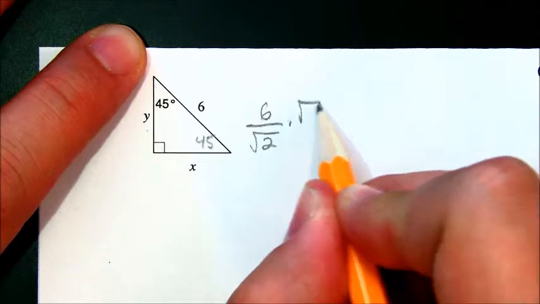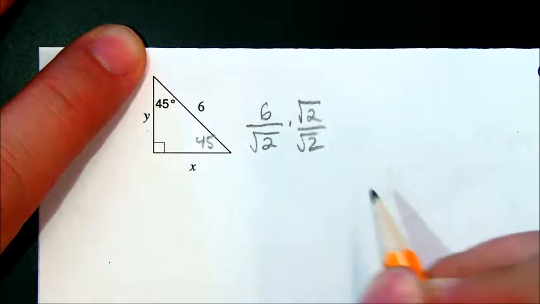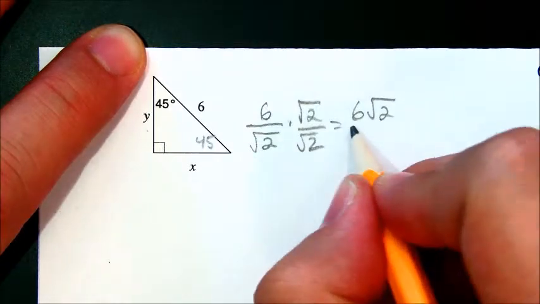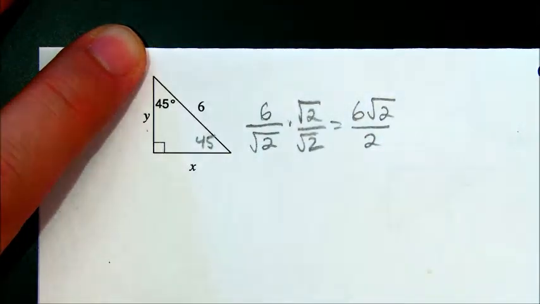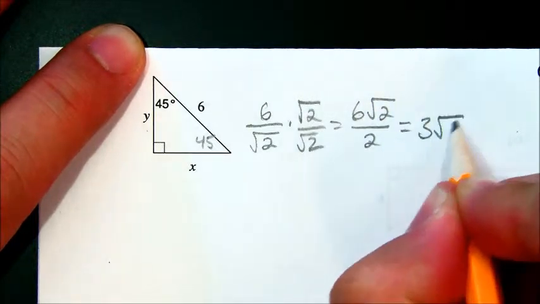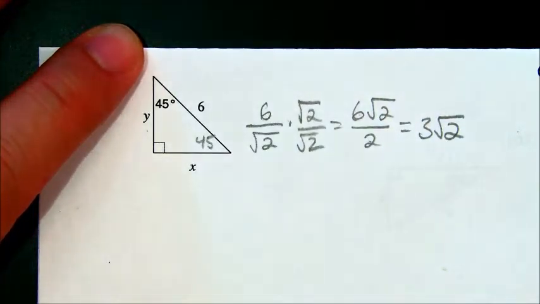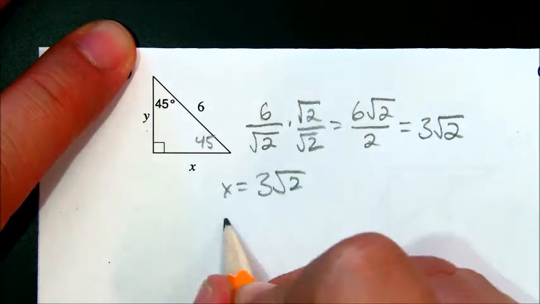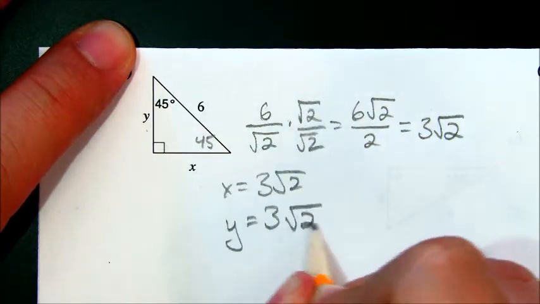I'll rationalize the denominator by multiplying by the square root of 2 over the square root of 2. It gives me 6 root 2 over 2. And then 6 divided by 2 is 3, so I have 3 times the square root of 2. So that's going to give me x and also y, because these are both the same.